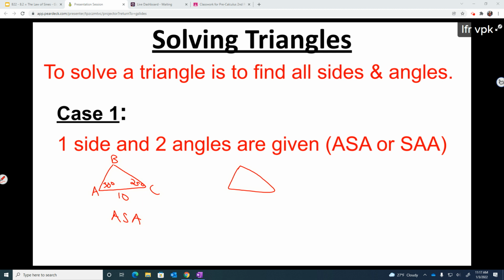So maybe we're given this side up here is 5, and then we've got two consecutive angles that go with it. So maybe this angle here is 50, and this one is 30. Okay, so we've got a side and angles. Basically any combination of one side and two angles. So if we get a scenario like this, that's a good time to use the law of sines. There's just another one, but we'll talk about that tomorrow.